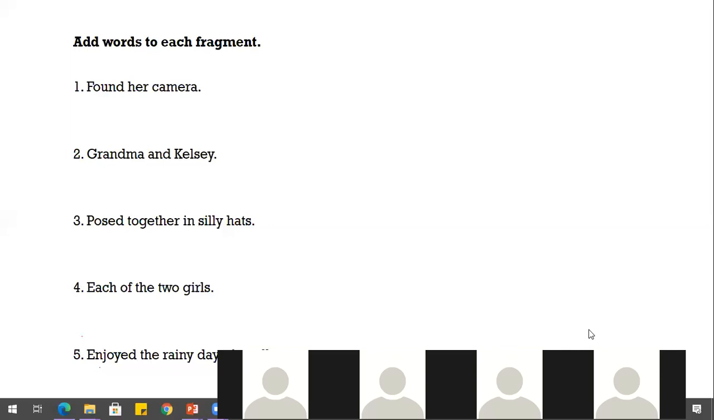Okay. All right, number three. Somebody who has not answered. A lot of you are not raising your hands. Salim, are you there? Yeah. Hi, Salim. Can you answer number three? Both together and silly hats. Mm-hmm. We pose together and silly hats. Excellent. All right. So adding we is adding a subject to the fragment, right? A subject. Okay. Yeah. Thank you very much.